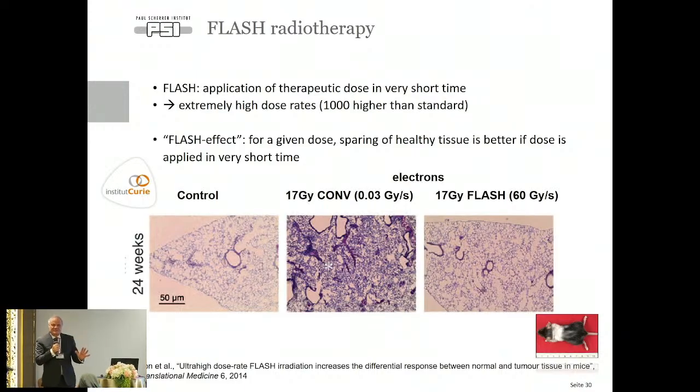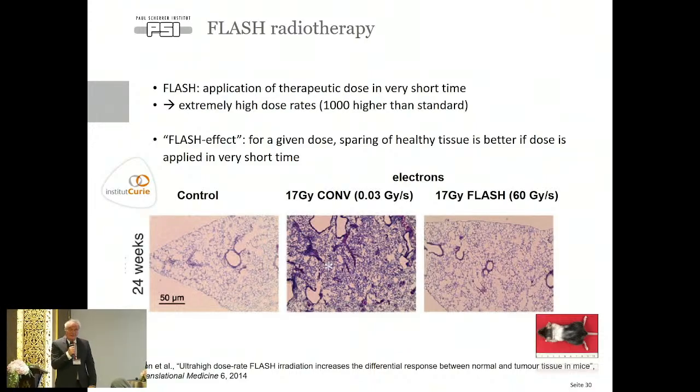Normally radiobiology says what is important for the effect of a treatment is the dose. How much protons, how much photons do you give? But FLASH says it's not only the dose that counts, it's also how fast you apply it. If you do it very, very fast, like a factor of 1,000 faster, with higher intensity faster, you get a better sparing of the healthy tissue. So this effect that protons have built in is even enhanced.